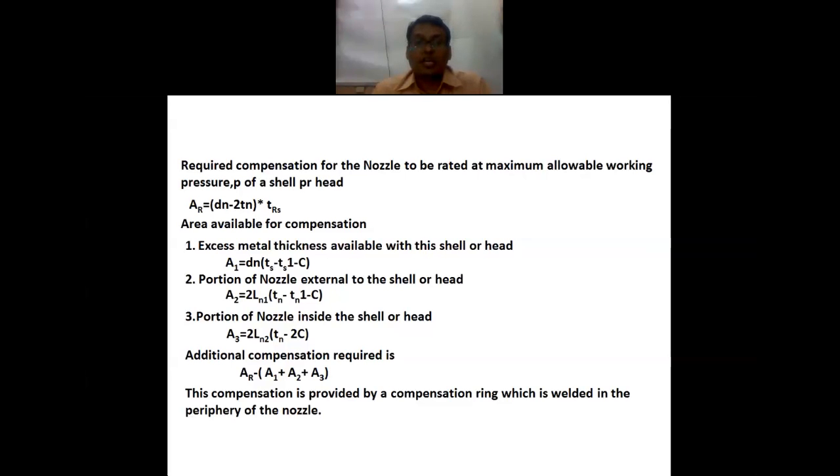So the difference between what is actually required and what is already provided will be provided as compensation. An additional plate of the remaining area is used as a reinforcing plate. This compensation is provided by a compensation ring, which is welded to the periphery of the nozzle.